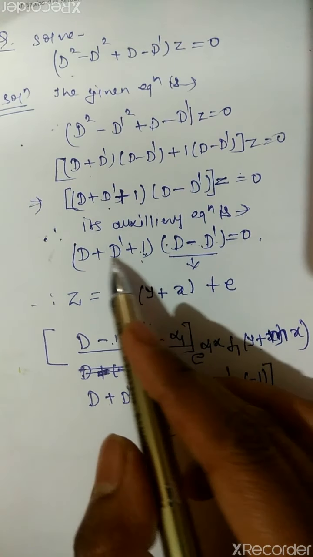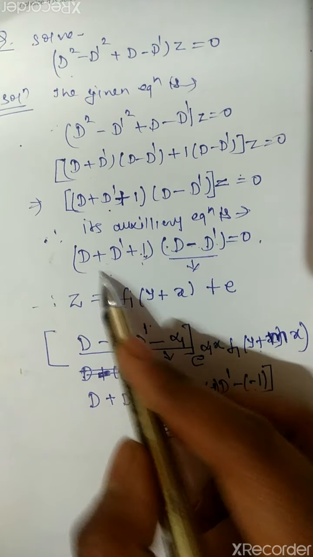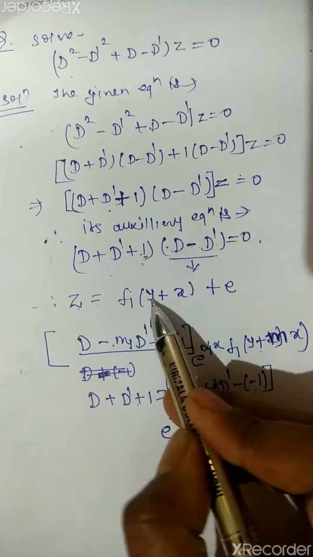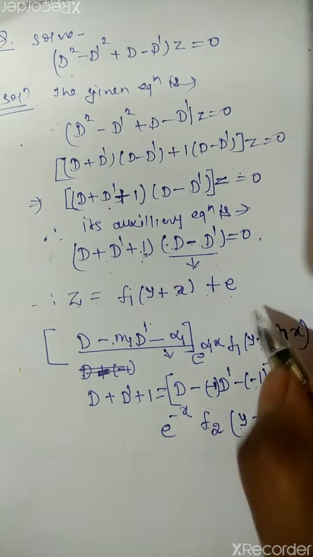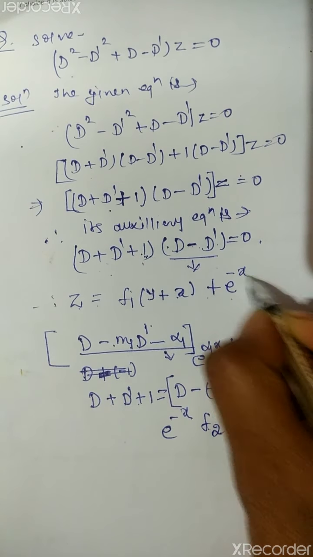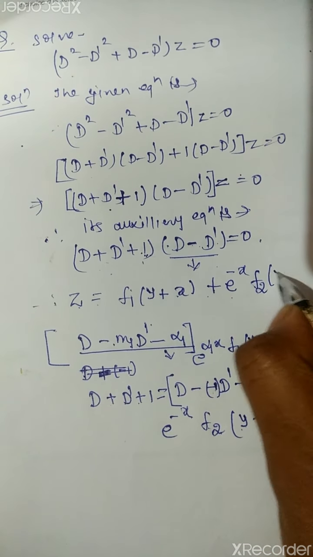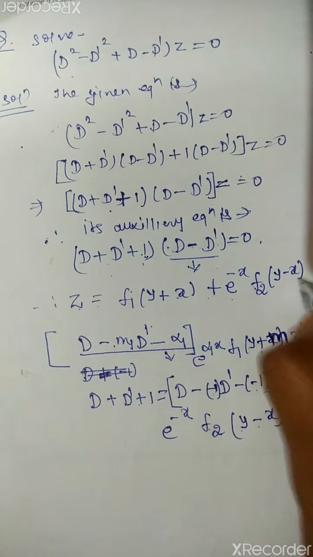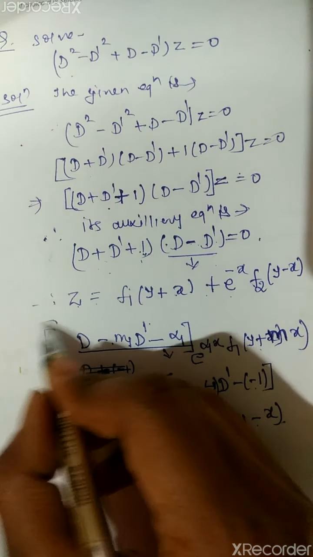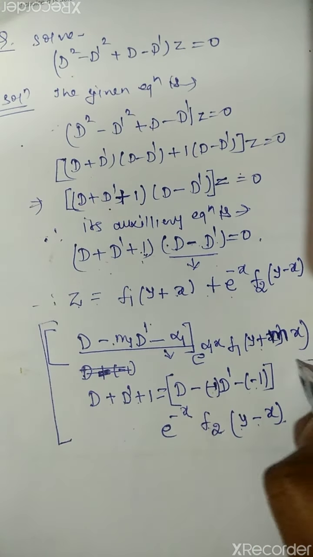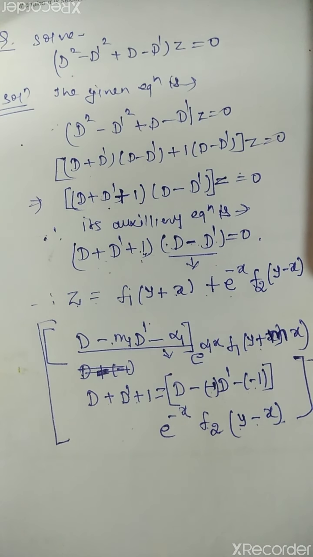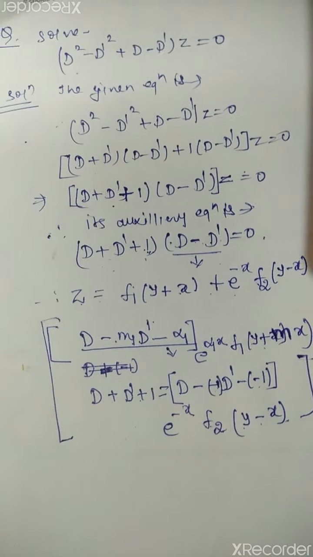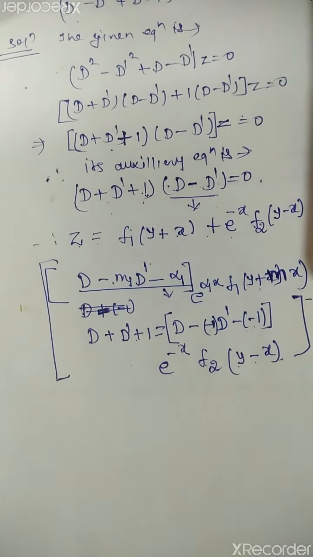So here in this type of such problem, what we write here is z equals to f1 y plus x and then plus e to the power. For this one, we will write e to the power minus x and then f2, then y minus x. Is it clear to you? Okay. Let us see some another example. Next we have some another example.